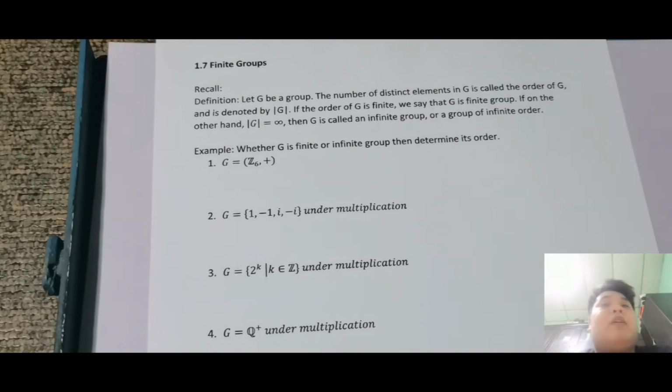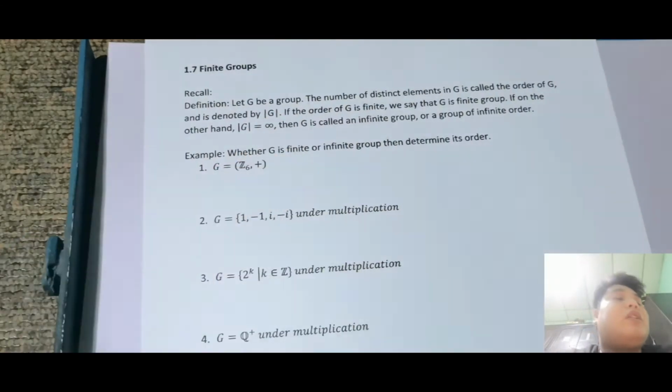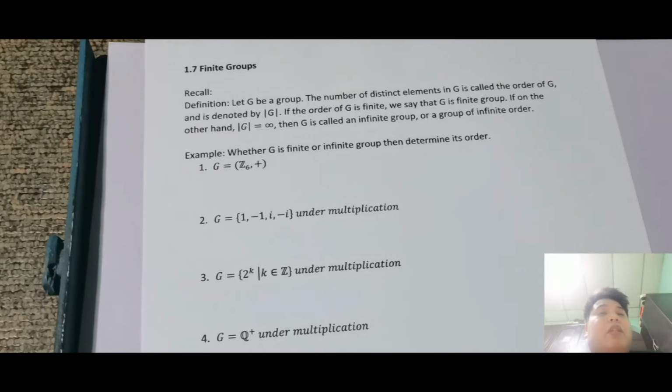So recall lang to. Definition: let G be a group. The number of distinct elements in G is called the order of G, and it's denoted by that symbol, the absolute value of G, or simply the order of G. If the order of G is finite, we say that G is a finite group. If, on the other hand, the cardinality of G, or the order of G, is equal to infinity, then G is called an infinite group or a group of infinite order.